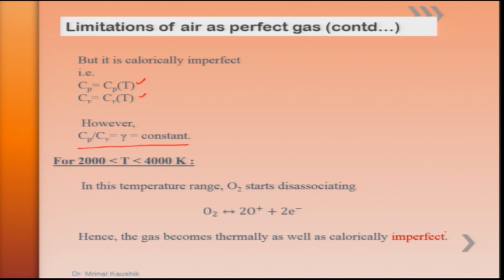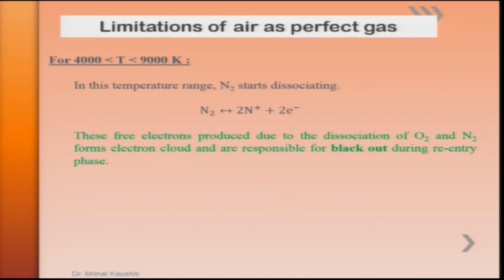However, when we move ahead and increase the temperature beyond 2000 Kelvin, in this range of 2000 to 4000 Kelvin, what happens? The oxygen present in the air starts dissociating, like this, and it starts giving free electrons and the 2 oxygen ions. Now, in this case, the gas is no more thermally perfect, and it becomes thermally imperfect, and it is also calorically imperfect. Temperature as high as 4000 Kelvin.